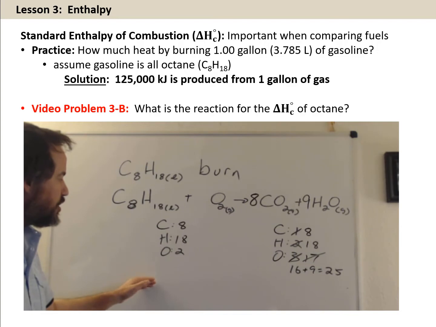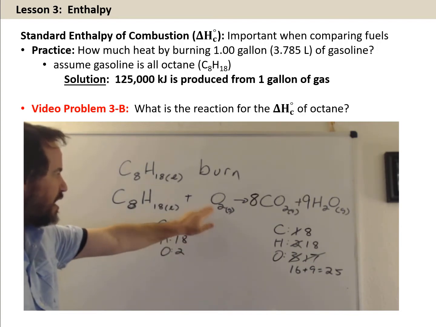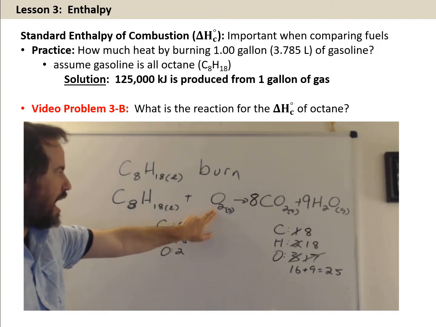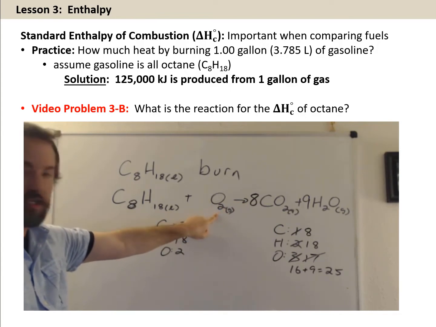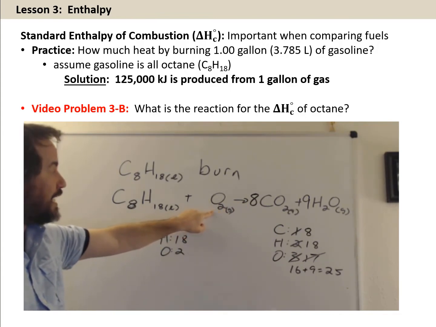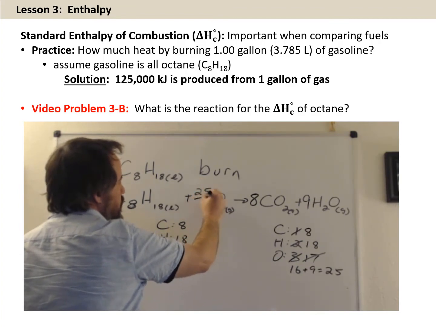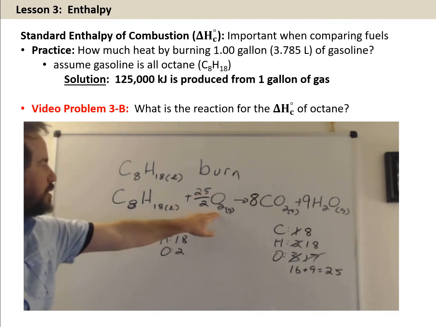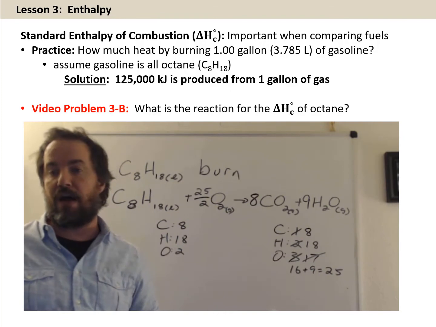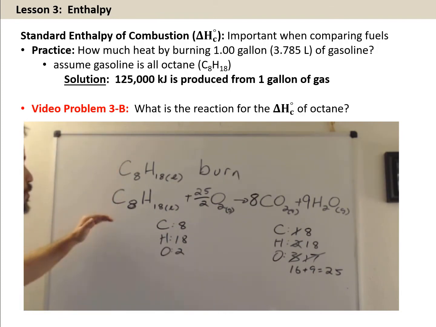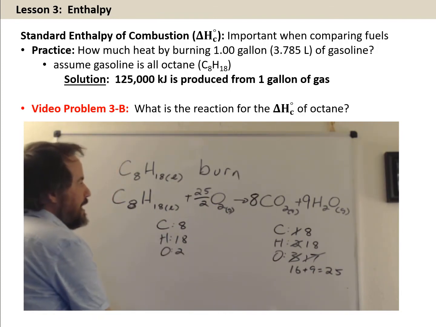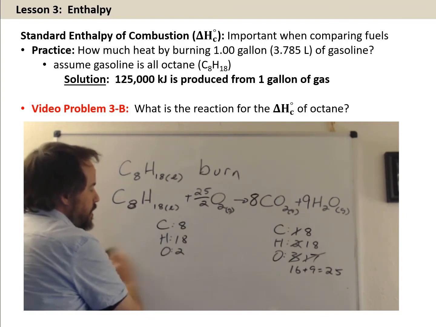And what I should do is I should look and I should say, I need to get 25 oxygens. So what I need is 25 over 2 times 2. That's going to get me my 25. So this is my balanced chemical equation.